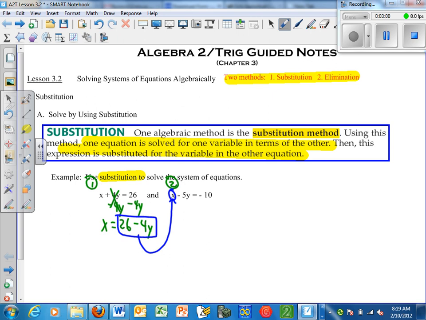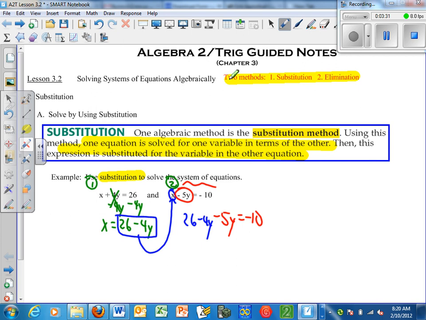But you'd put that in and you'd have 26 minus 4y. If that x had a coefficient in front of it, you'd have to put it inside parentheses. Here, it's just a positive 1x. Even if it was negative x, you'd have to put the negative sign out in front of x, and then 26 minus 4y in parentheses. But that goes in for x. Then I have my minus 5y, after it equals negative 10, which is the rest of the equation here. So there's what we have: 26 minus 4y minus 5y equals negative 10.